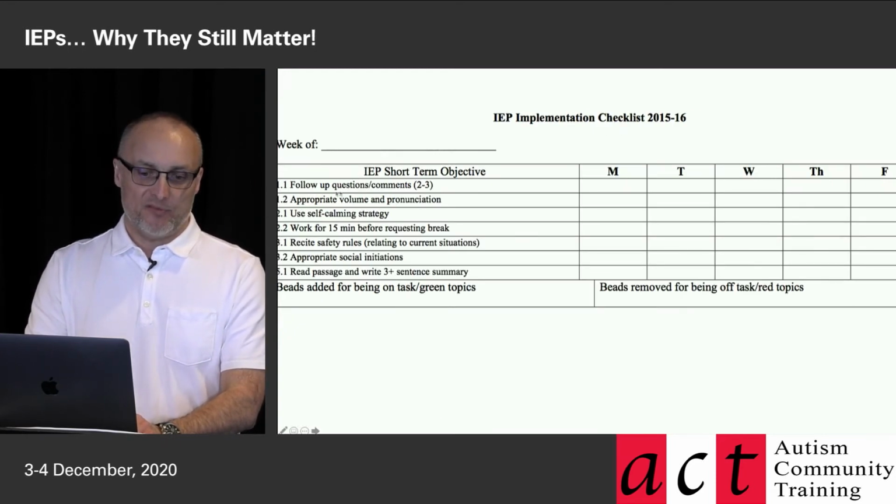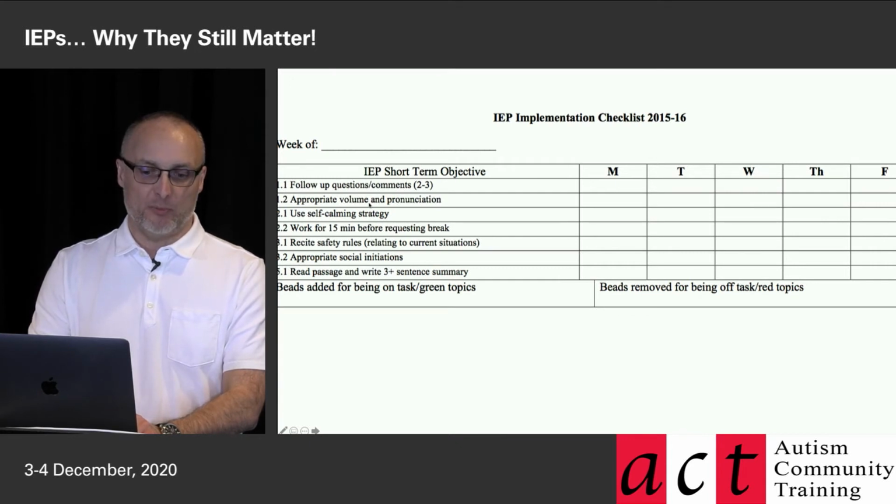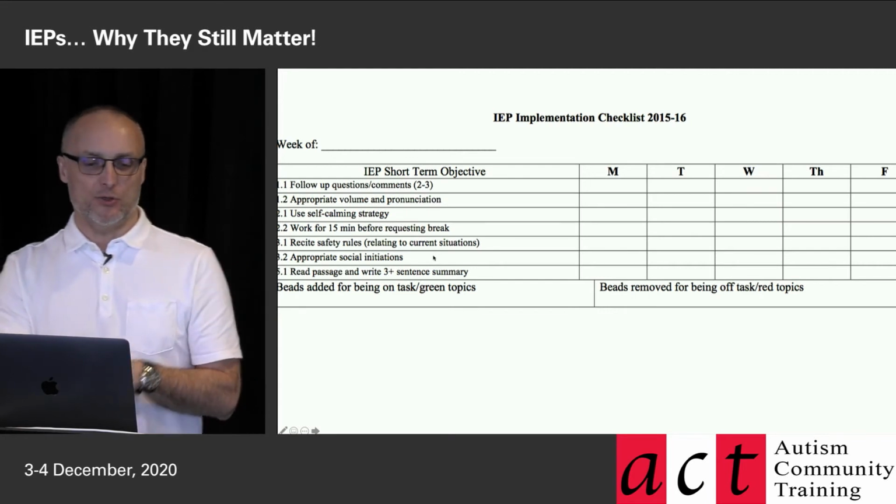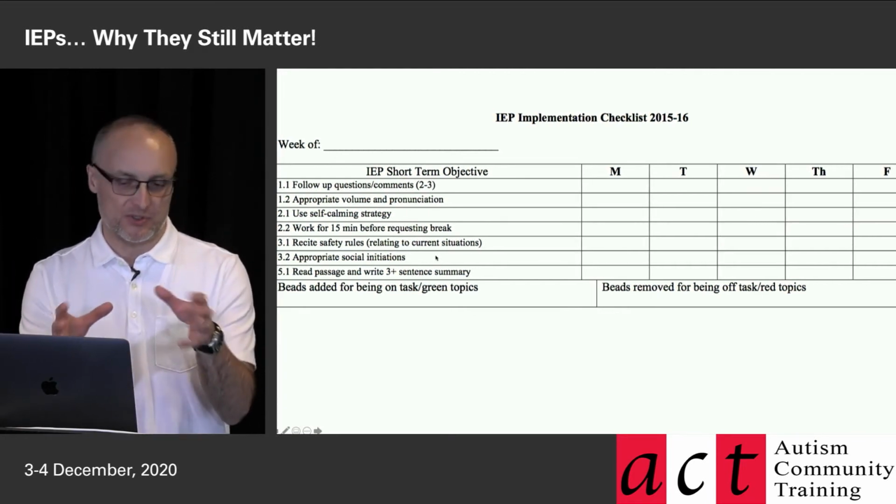Here's another one. Right, follow-up questions. This is a social goal: appropriate volume and pronunciation, using her self-calming strategies. I don't have to read all these to you. The big idea isn't this person's goals.